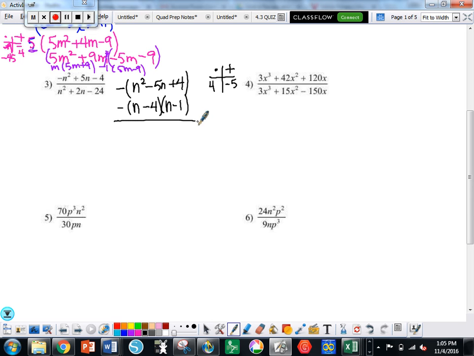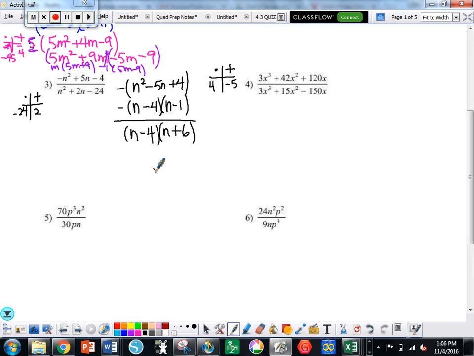All over, let's do it again. I'm looking for 2 numbers that multiply to a negative 24 and add to 2. How about a positive 6 and a negative 4? Would that work? Positive 2, negative 24, yeah.